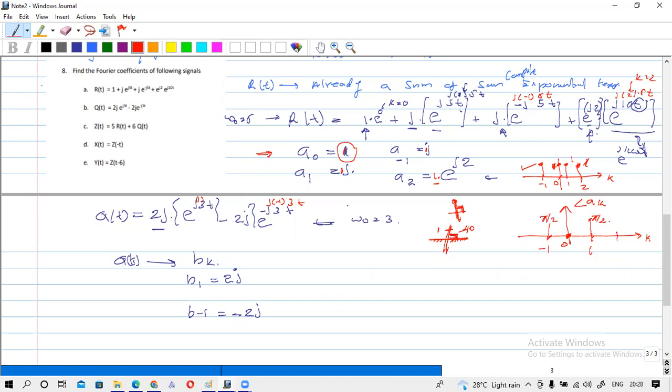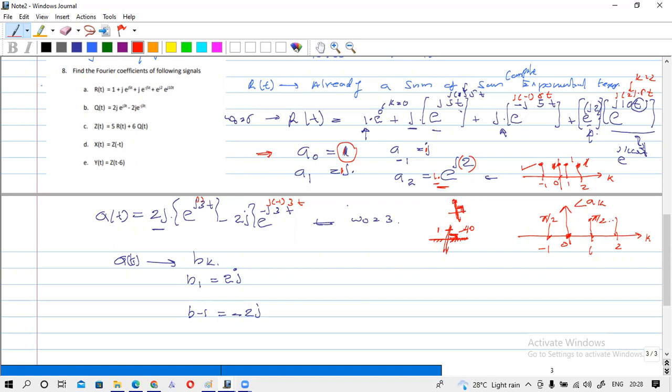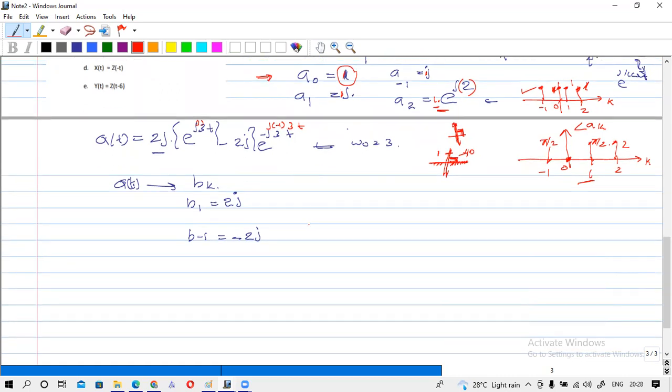So for 2, this is in polar coordinates, so the phase is 2 here. So this will be the phase plot of this signal. And in the same manner you can draw the phase plot and magnitude plot for b_k.